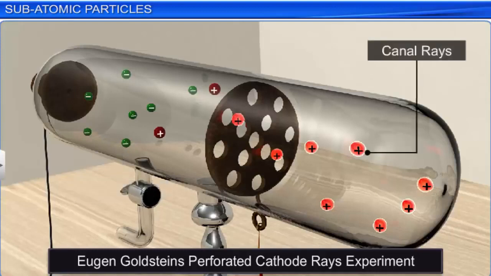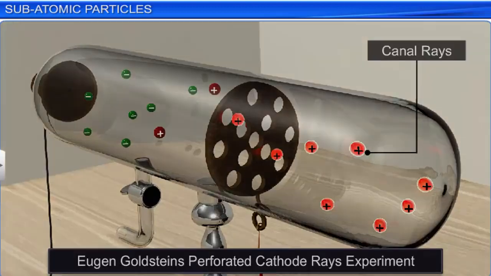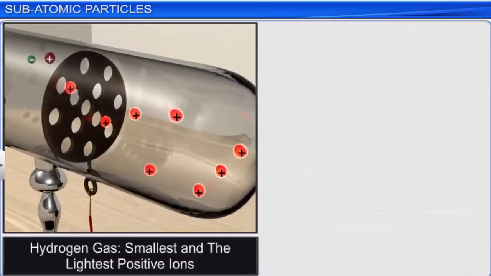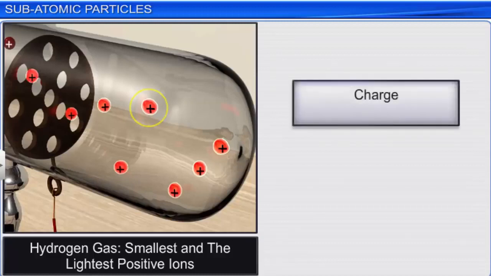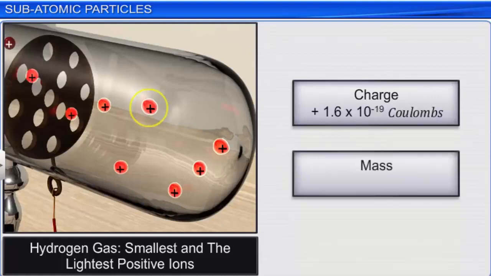They consisted of positive ions, whose charge and mass values depended on the gas inside the discharge tube. Hydrogen gas produced the smallest and the lightest positive ions, with the magnitude of charge same as that of an electron, but with a positive charge, that is, +1.6 × 10^-19 coulombs, and a mass that was found to be similar to that of a hydrogen atom, that is 1.67 × 10^-24 grams.